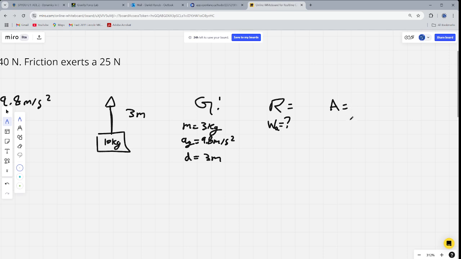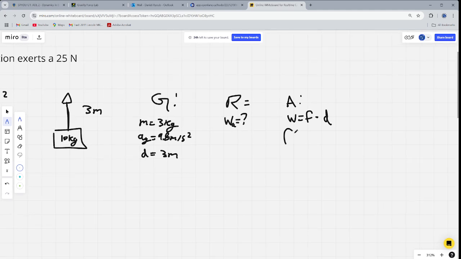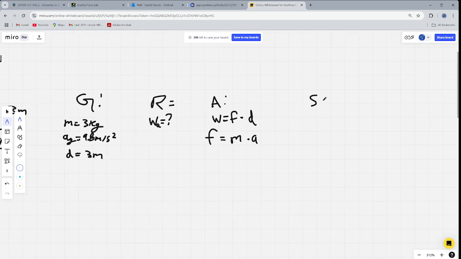So work, or applied work, we're just going to solve that by going work is equal to F times D, but we need F first. So we know F is equal to mass times acceleration. So now we can solve it.